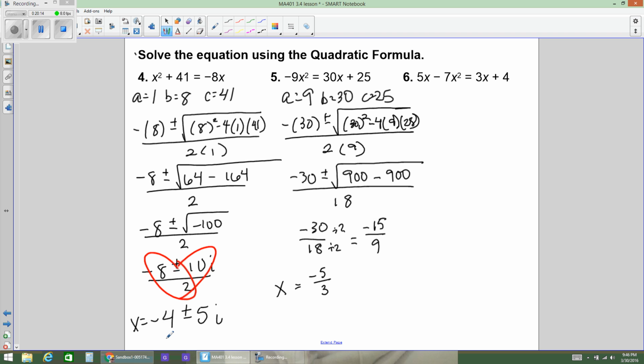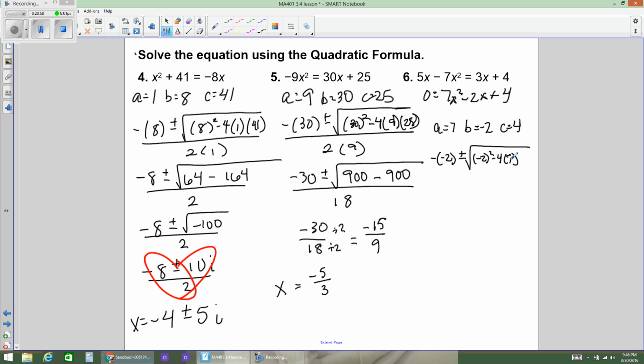Okay, lots of practice here. I know you're thinking, oh, Mrs. Riley, I didn't want that much practice. All right, so go ahead and move the 7x squared over to the right and move the 5x over. So I'm going to get 0 equals 7x squared minus 2x plus 4. So a is 7, b is negative 2, and c is 4. So x equals the opposite of b plus or minus the square root of b squared minus 4a.